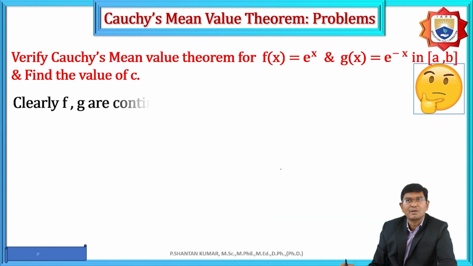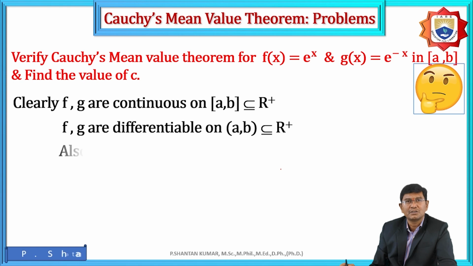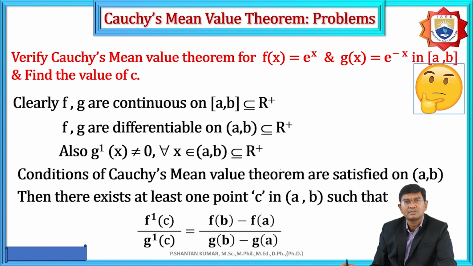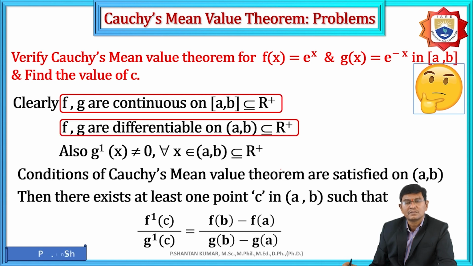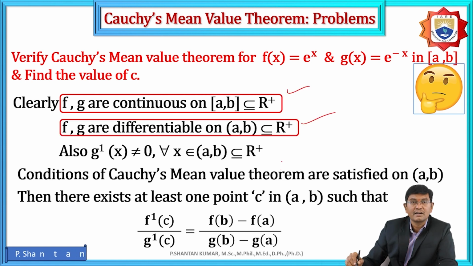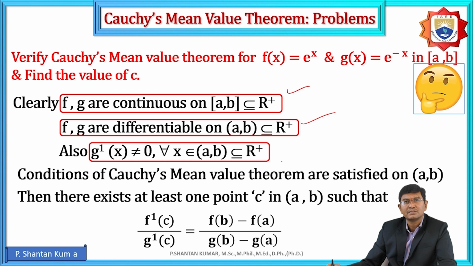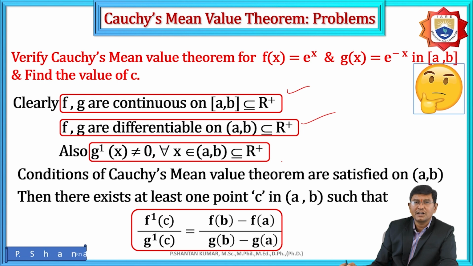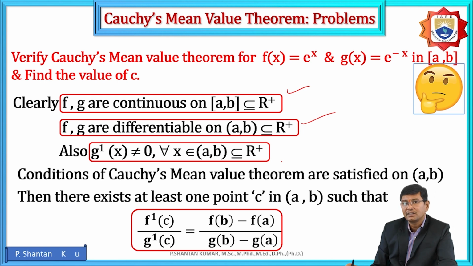Similarly, any problem can be given, for example an exponential one, under the normal conditions, because the exponential function is defined for real values. Here f dash of c, that means the derivative of e power x is e power c. And g dash of x is nothing but minus e power minus x. That derivative g dash of c is equal to minus e power minus c.